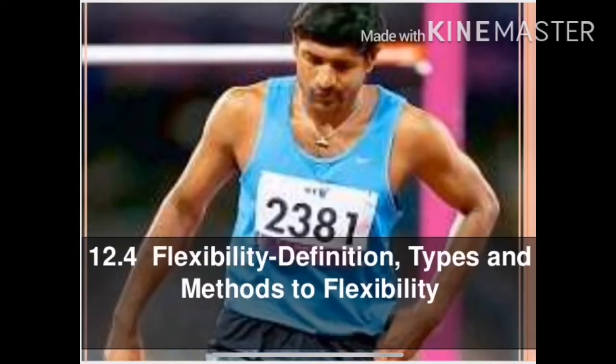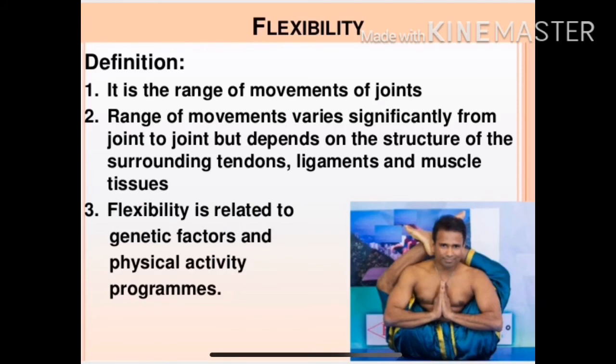So now the next topic is flexibility, types of flexibility and methods to improve flexibility. Flexibility is the range of movements of joints. Range of movements varies significantly from joint to joint but depends on the structure of the surrounding tendons, ligaments and muscle tissues. Flexibility is related to genetic factors and physical activity programs.